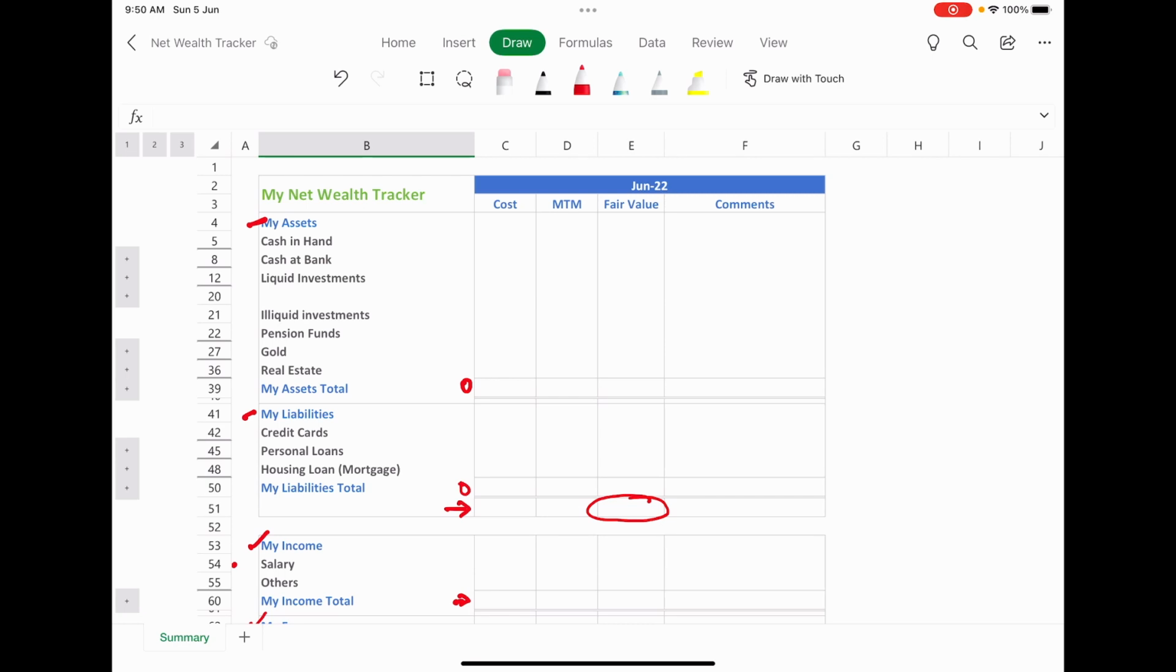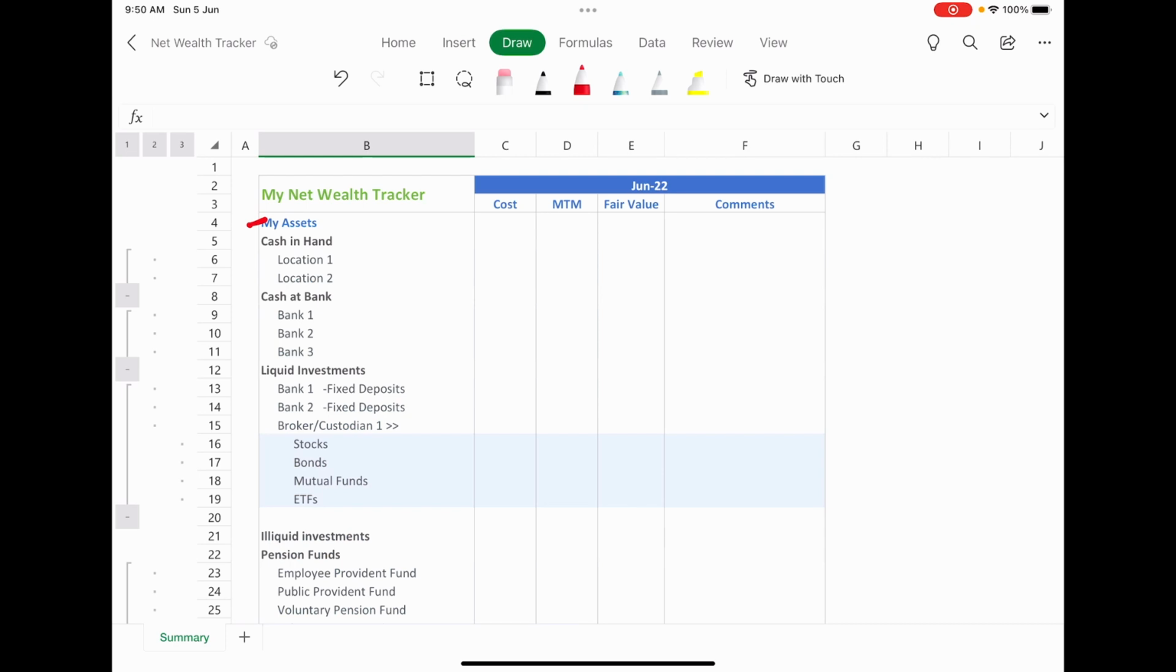I'm going to expand the rows by clicking this 3 on the top left-hand corner, and you'll be able to see the subsections under each item. The idea here is to track all the assets and all the liabilities item by item and keep track of them over time. So I always start with the most liquid item, that is cash in hand. I write down how much cash I have in different locations.